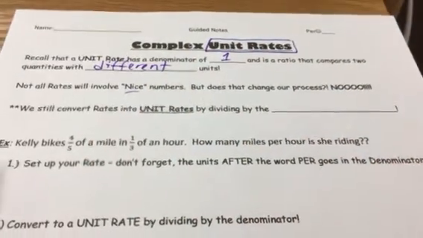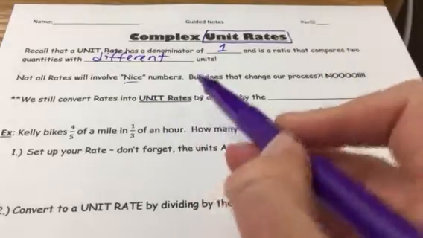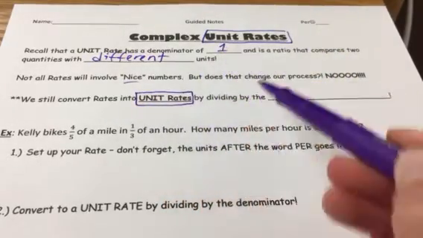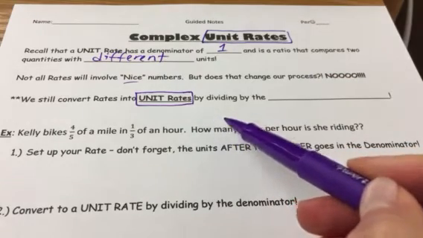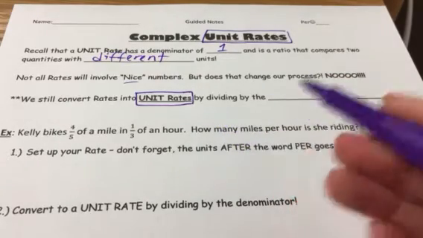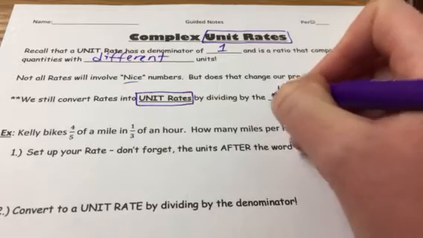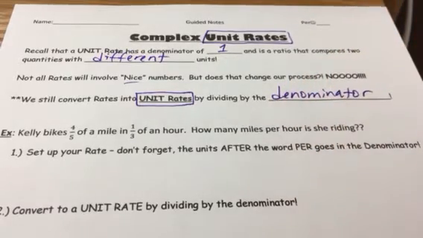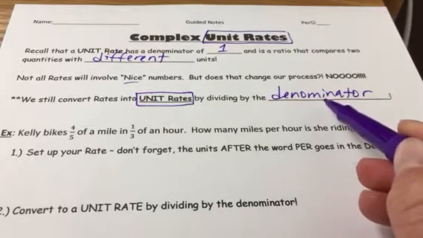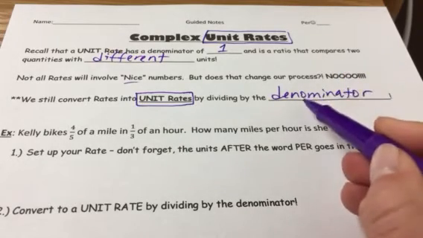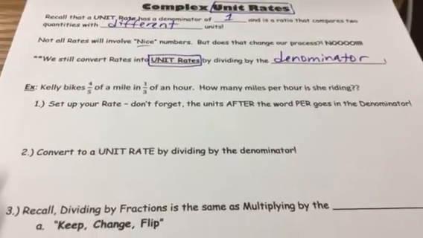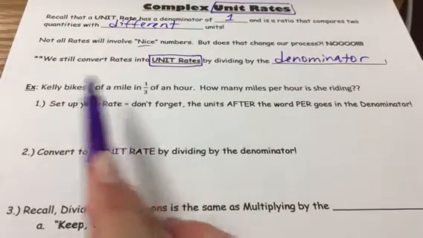Not at all. Remember, to convert rates into unit rates, we want to turn the denominator into 1. So how can we turn any number into 1? Well, we can divide by that number. So we will divide by the denominator. We'll divide the denominator by itself as well as the numerator. That will turn the denominator into 1. So let's do an example with some nasty numbers. Actually, these aren't even too terrible.